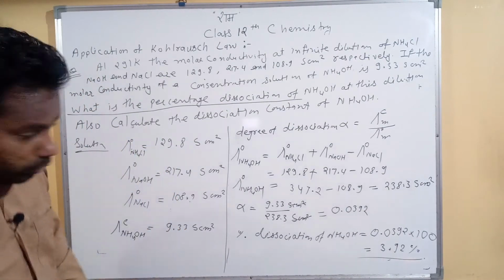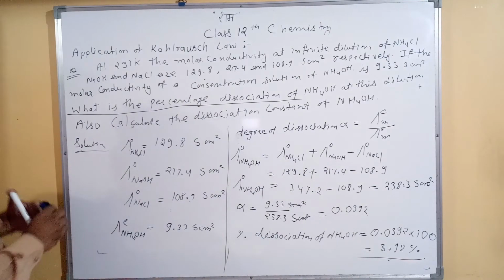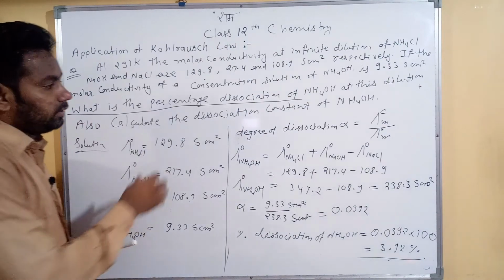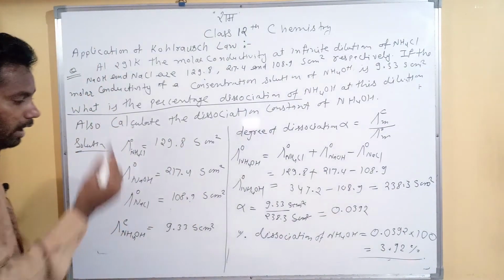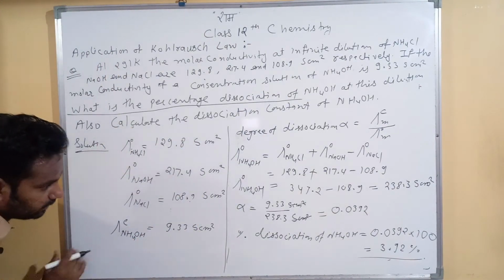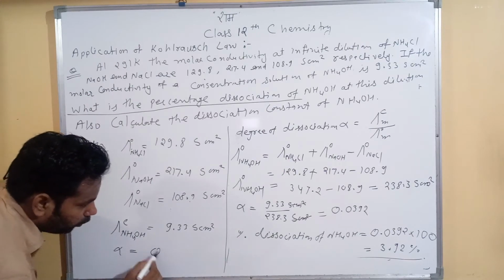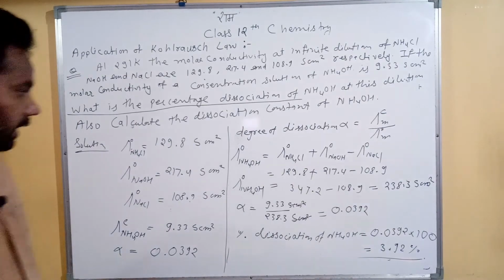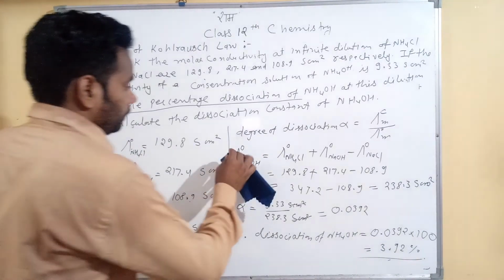Next I remove this, then I solve to calculate the dissociation constant of ammonium hydroxide. So I take here the alpha value equal to 0.0392 because I use it in the next problem.